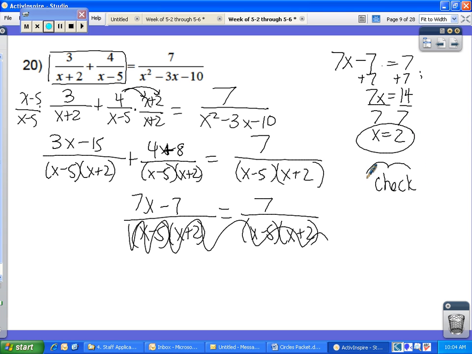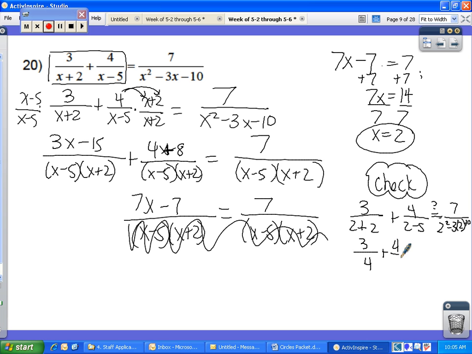So your check, you're going to plug in 3 over 2 plus 2 plus 4 over 2 minus 5. Is that equal to 7 over 2 squared minus 3 times 2 minus 10? So over here I have 3/4 plus 4 over negative 3. Is that equal to 7 over 2 squared is 4. 3 times 2 is 6, so 4 minus 6 is negative 2, minus 10 is negative 12. And you will find that they are equal. Alright, so your solution is x equals 2.